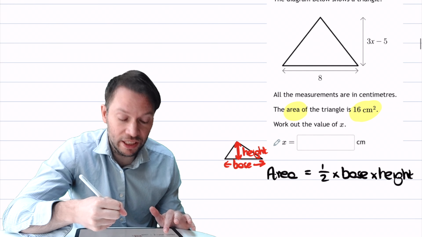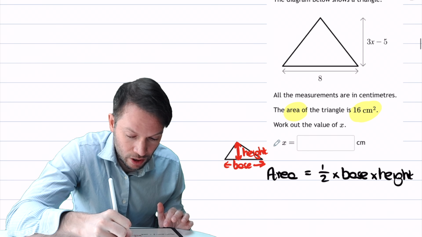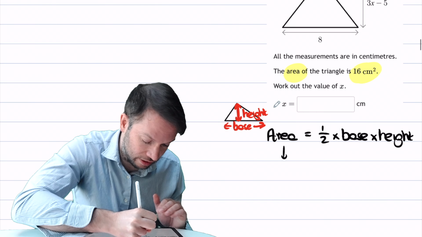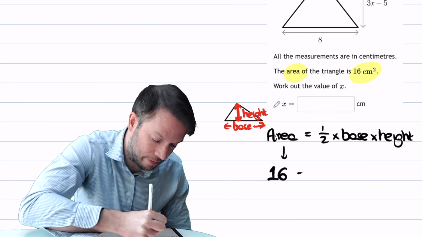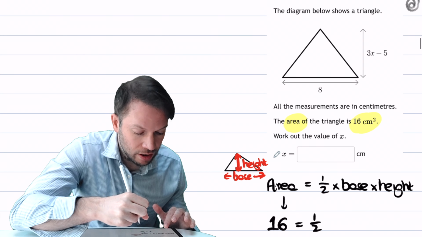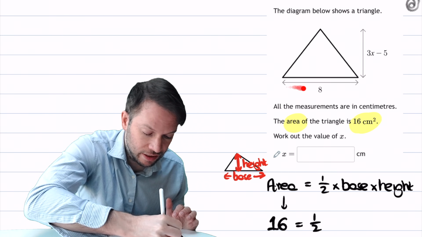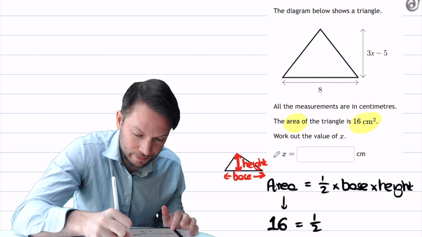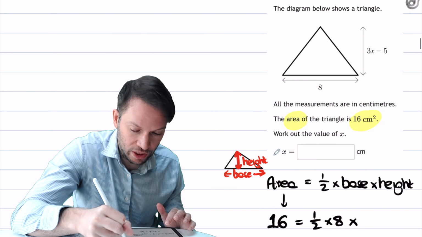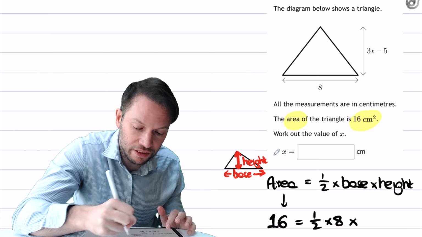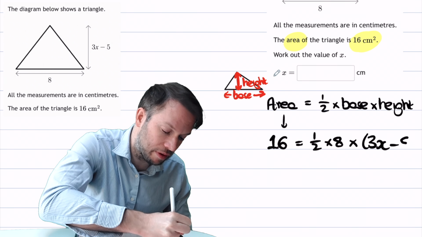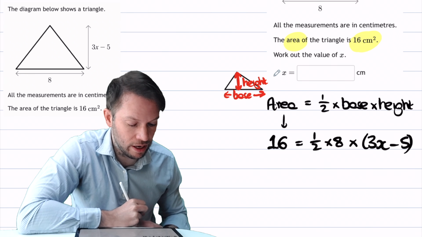So let's use what information we have in the question and substitute in. We're told that the area of the triangle is equal to 16. So let's just say the area is 16. And then we're going to do half times the base. We can see the base here is 8, so times 8, multiplied by the height, which we can see is 3x minus 5. So we can put 3x minus 5 there. And now we just need to simplify and solve this equation to work out what x is.